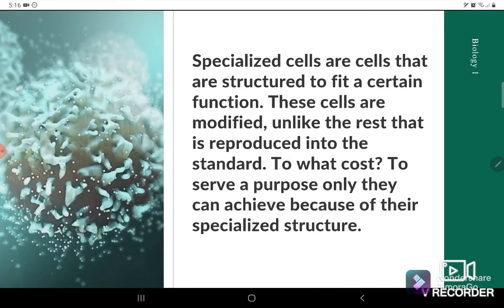Those modifications are made for the cells to adapt and for their survival. So, for adaptation and survival. Now, specialized cells are cells that are structured to fit a certain function. These cells are modified, unlike the rest that are reproduced to the standard. To what cause are these modifications made? To serve a purpose only they can achieve because of their specialized structure.